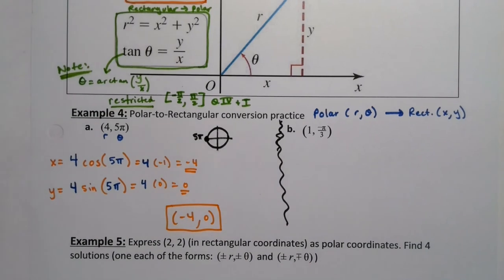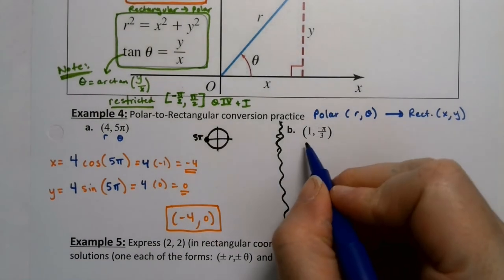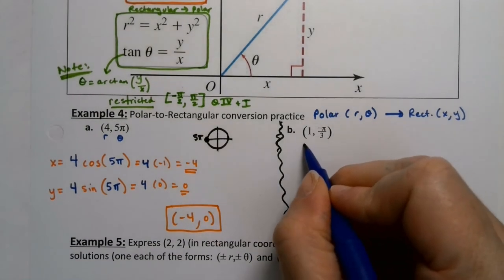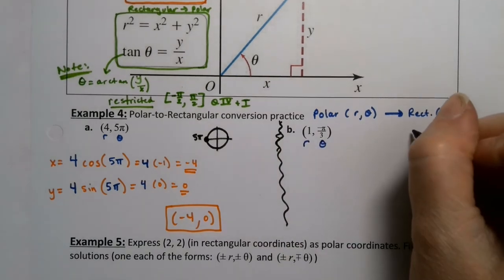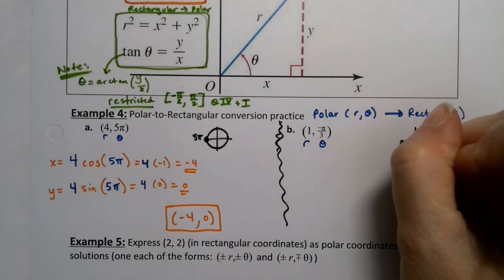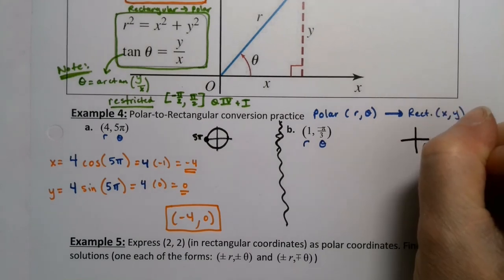All right, let's do it again. This one's going to be a little bit more difficult. I've got r is 1, theta is negative pi over 3. Let's think about where this would be for a second. I go out to the 1 ring and I go clockwise negative pi over 3. I'm going to be down here, right?